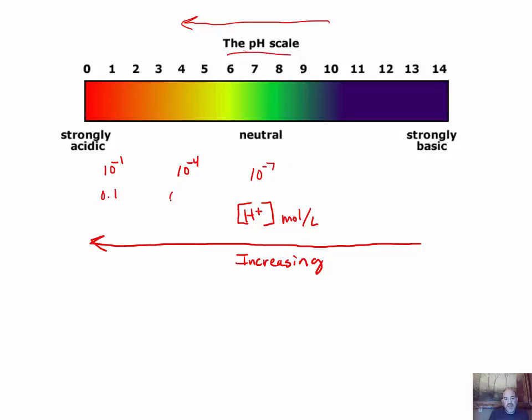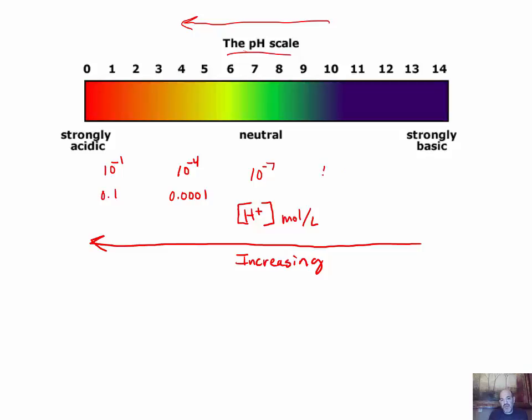10 to the negative 4 would be 0.0001, and that's a lot smaller. So it's 0.0001 moles per liter when your pH is 4, but 0.1 moles per liter at a pH of 1. And this is bigger by many orders of 10. And so if we go back the other way, we're going to get smaller and smaller hydrogen ion concentrations.